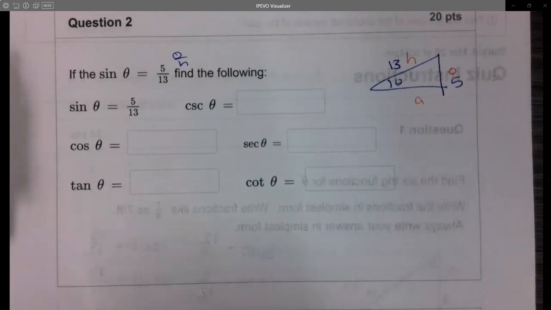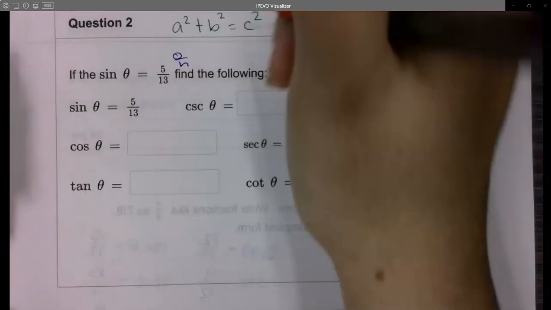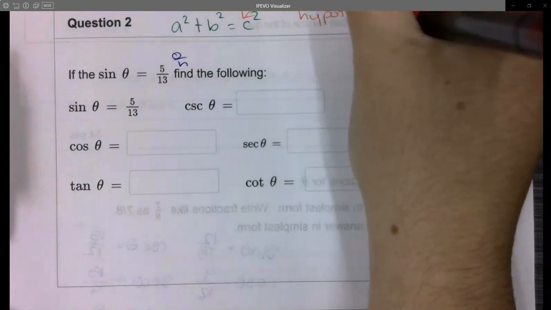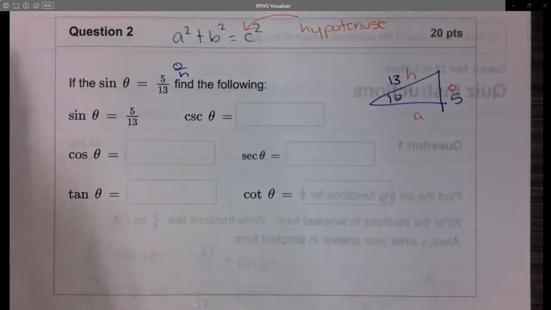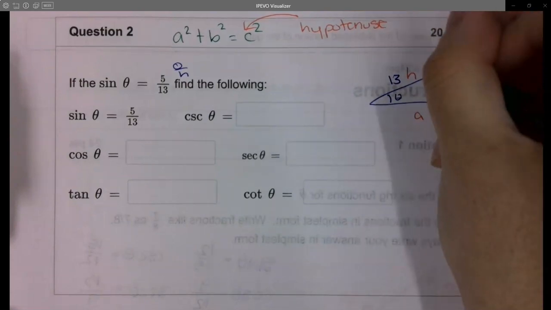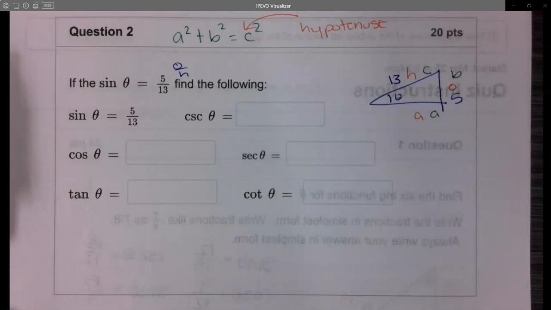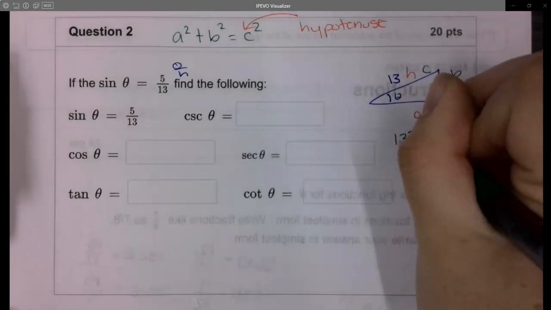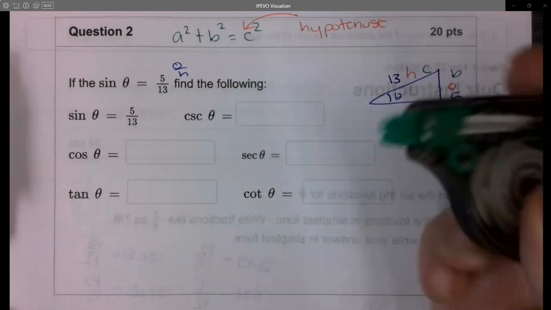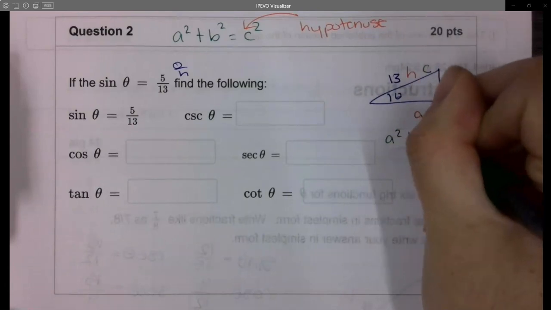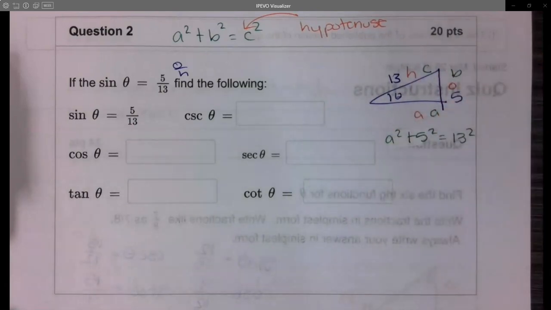So I can use the Pythagorean theorem. Remember, that is a squared plus b squared equals c squared, and c squared always has to be my hypotenuse. So I'm going to label my triangle again. This is C. I'm going to make this one A to keep it consistent, and then B. I wanted A squared first: A squared plus 5 squared equals 13 squared.